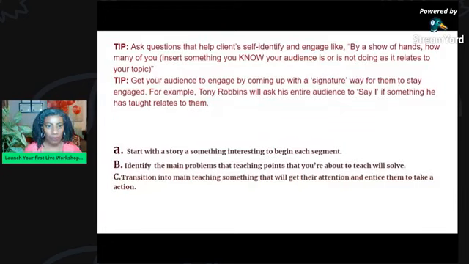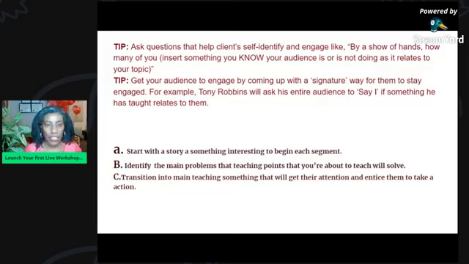Okay. Now, tip: ask questions that help clients self-identify and engage. You want audience participation. By a show of hands, how many of you, and insert something that you know your audience is or is not doing as it relates to the topic. Get your audience to engage by coming up with a signature way for them to stay engaged and focused, because you want audience participation.